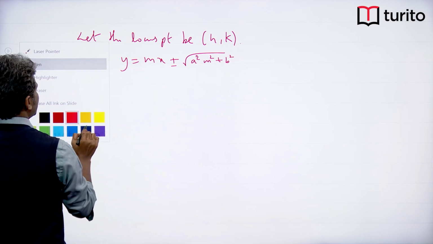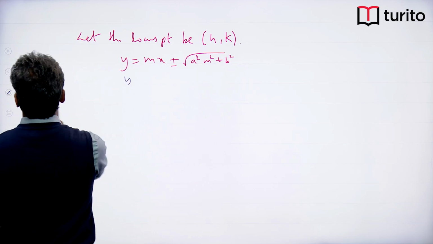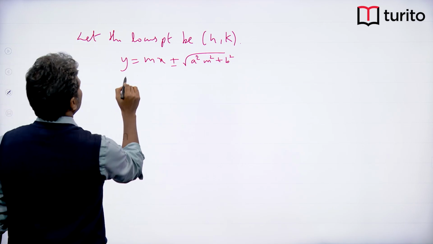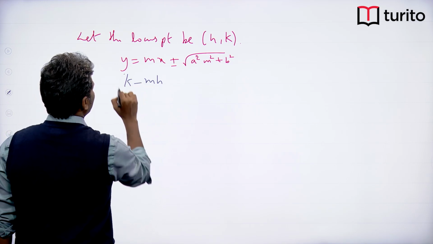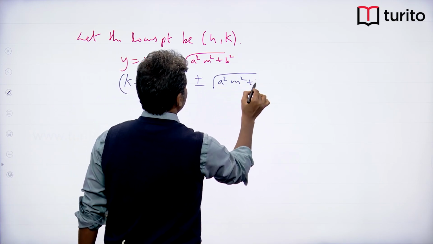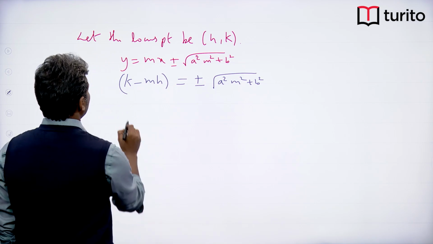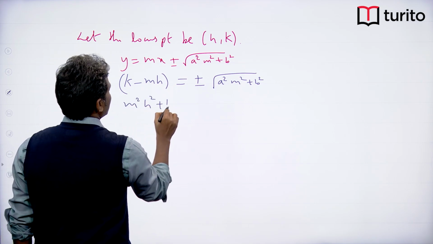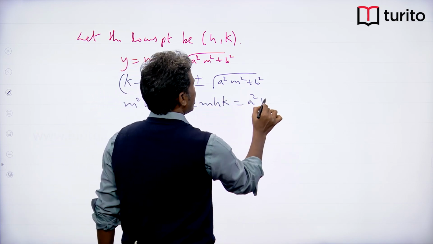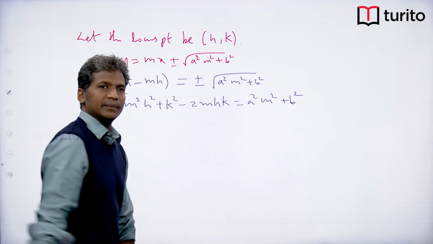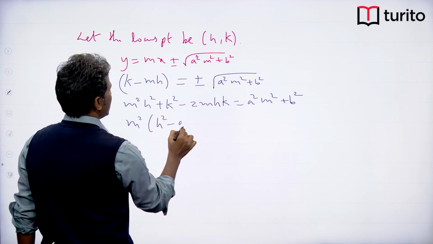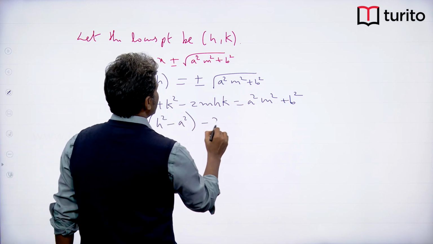Okay. So, when we substitute the point in this, what do we get? In place of y we put k, in place of x we put h. So, we get root of a square m square plus b square here. Now, when we simplify this, what do we get? M square h square plus k square minus 2mhk equal to a square m square plus b square. Okay. Now, when I take m square common, I will get h square minus a square, minus 2mhk.